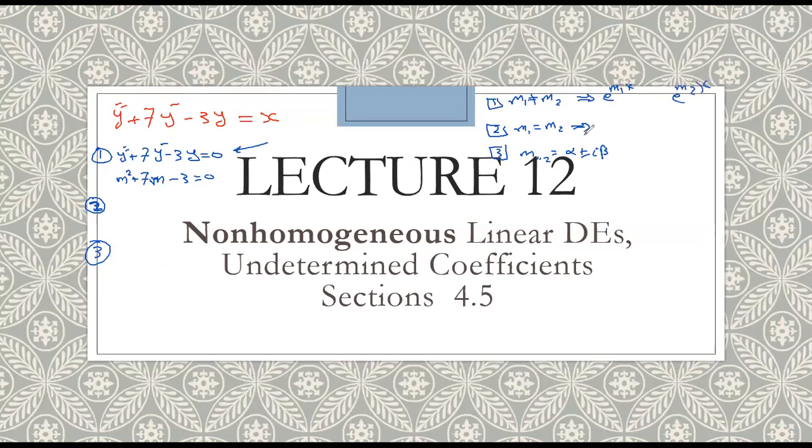Great. And what about if m1 equals m2? One is e to the power m1 x. And the second one? x times e to the power m1 x. The same, yes. What about if I have complex numbers? Do you remember? e to the power alpha x times cosine beta x. Okay, and the second one? e to the power alpha x sine beta x. Great, Mira. So those are the solutions of this homogeneous equation.